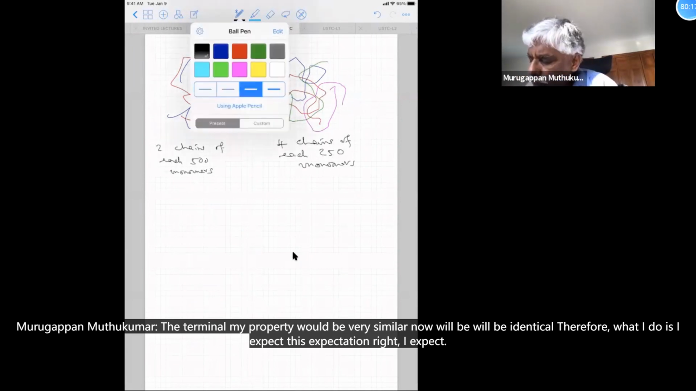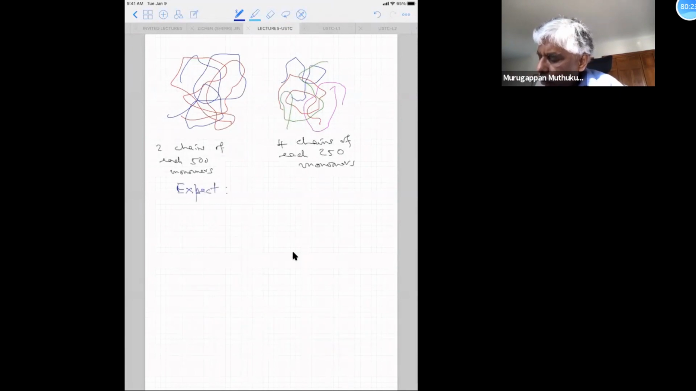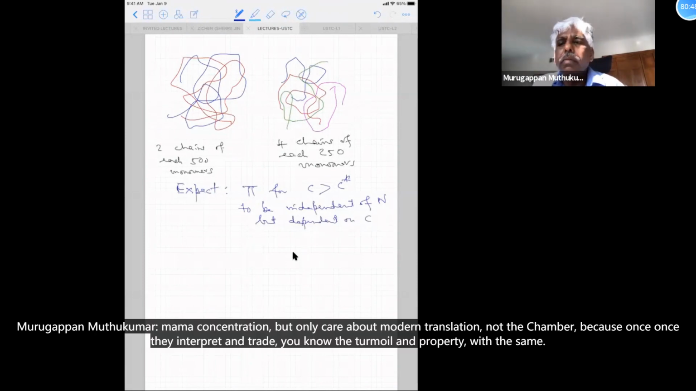Therefore, this is my expectation: I expect the osmotic pressure for C greater than C star to be independent of N, but dependent on C, the monomer concentration. We only care about monomer concentration, not the chain length, because once the chains interpenetrate, the thermodynamic property will be the same.